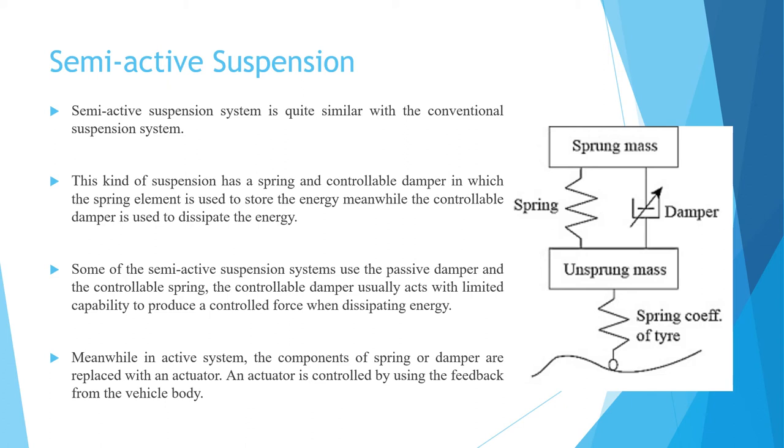So students, from this picture, this is the road surface, this is the tire, this is the spring, the controllable damper. So due to the uneven or bad road surface, when the vehicle jumps, that time the spring is used to store the energy, and the controllable damper is used to dissipate the energy. So in this way, the semi-active suspension works.